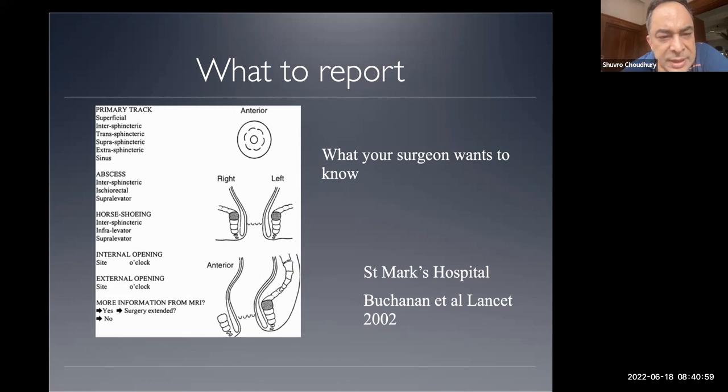Then you need to talk about abscess. Is there an intersphincteric abscess, an ischiorectal abscess? Is there a supralevator abscess? You need to talk about horseshoes. Is the horseshoe at an intersphincteric level, infralevator or supralevator level? For horseshoes: the internal opening at what o'clock? The external opening at what o'clock? How far from the anal canal? And how many?